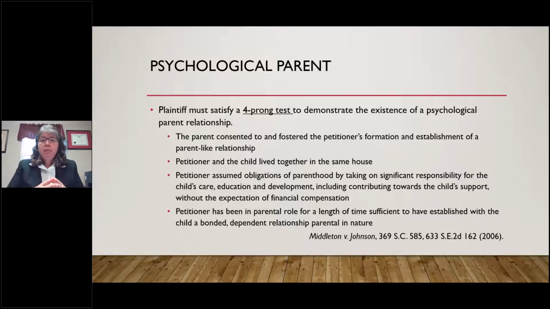And they must have assumed the obligations of parenthood, meaning they're the ones financially supporting this child, feeding this child, putting a roof over the child's head, clothing the child. And they need to have been in that role for a long enough period of time to establish such a bond. Sometimes you could see this with a step parent as well, or even a live-in boyfriend or girlfriend, where that person, even though they really aren't the biological parent, has assumed that role as dad to their girlfriend's child.